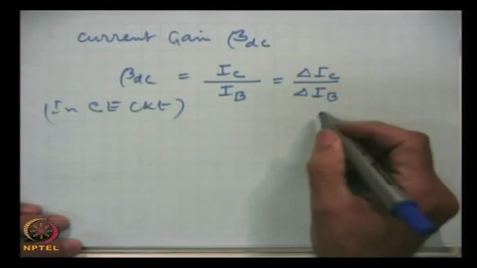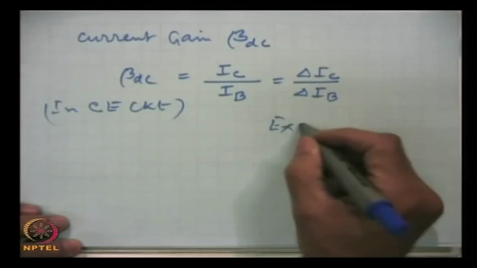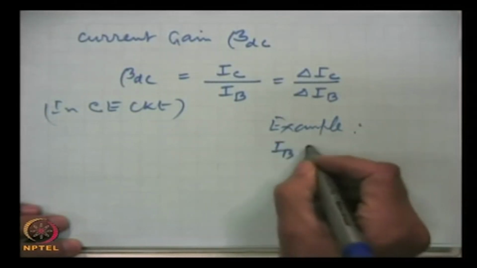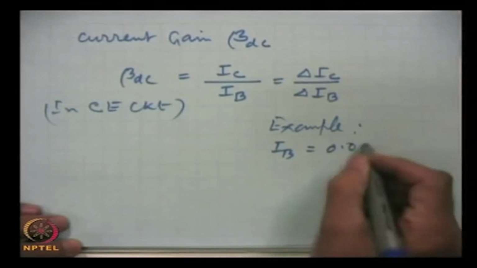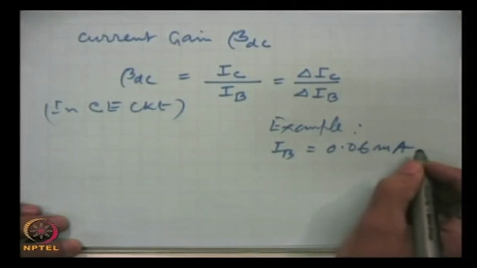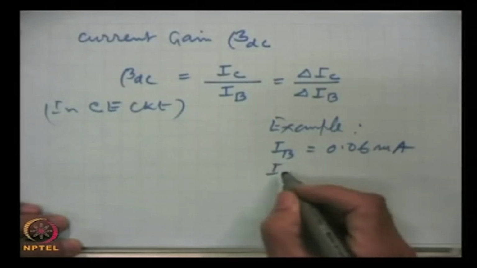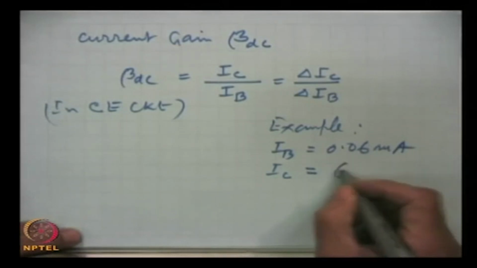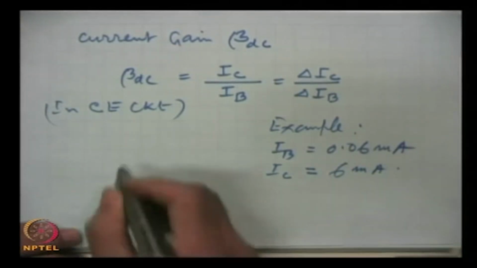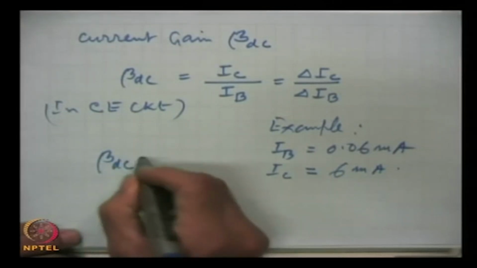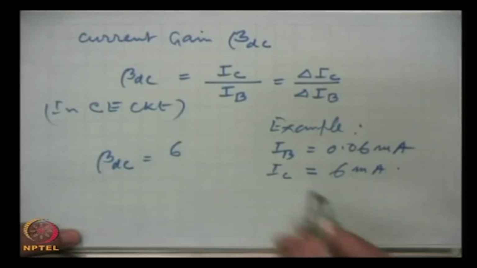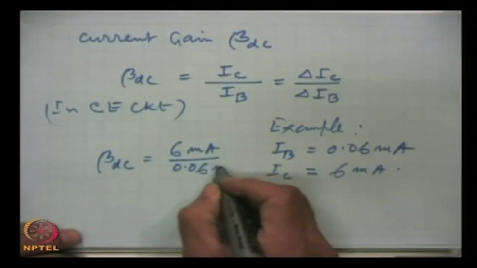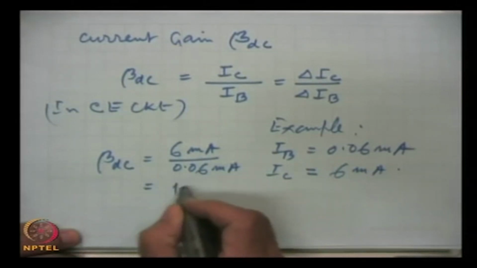Now, let us take as an example that IB of say 0.06 milliampere produces a collector current in common emitter circuit of the order of 6 milliampere, then beta DC is equal to 6 milliampere by 0.06 milliampere. So, this is 100.